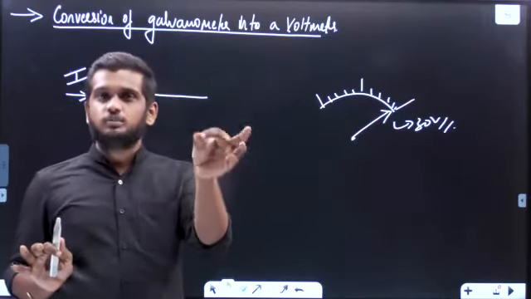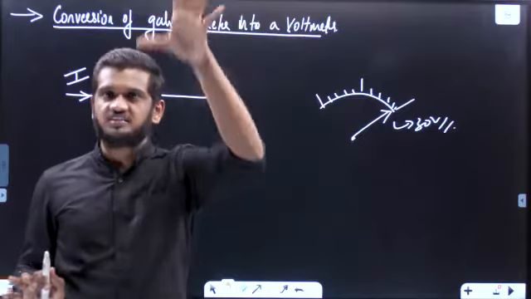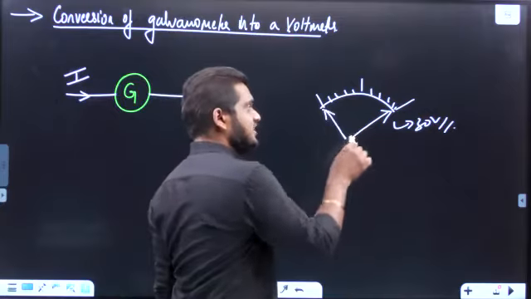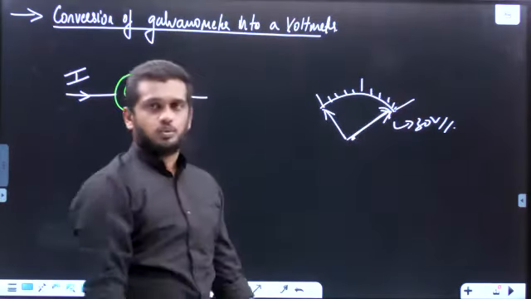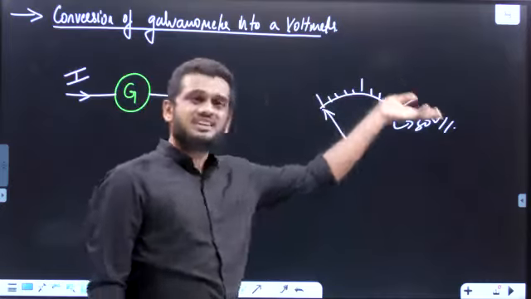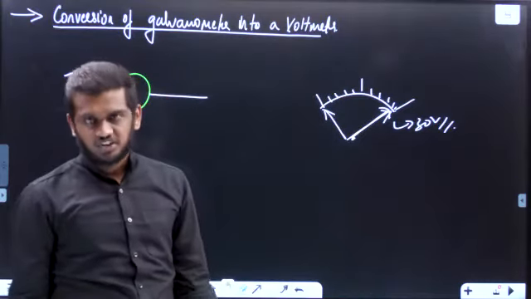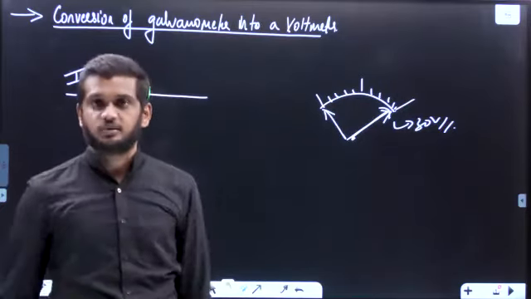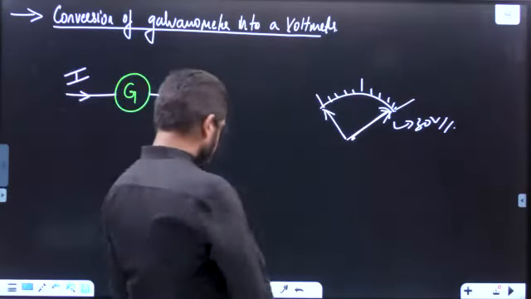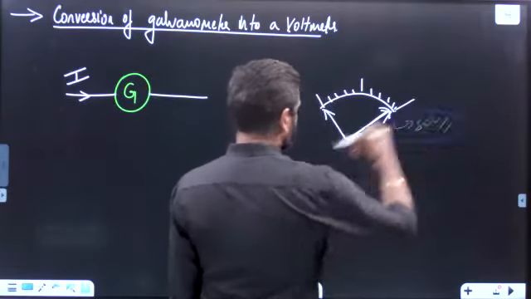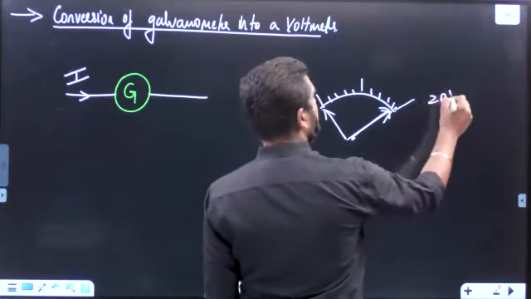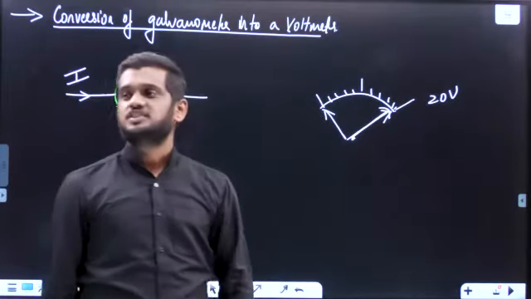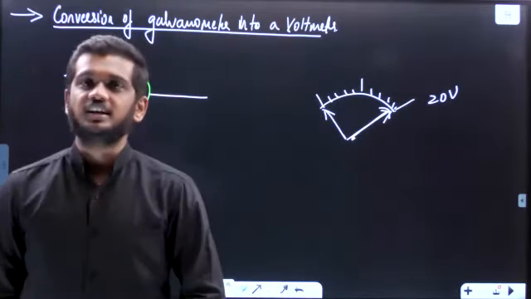Suppose you want a galvanometer to measure a maximum of 30 volts, what are you supposed to do? The full scale deflection of the galvanometer should be equal to 30 volts. So if there are 30 divisions and 30 volts is what you are supposed to measure, then each division will measure 1 volt. That is simple mathematics. If 20 volts is the maximum voltage you would like to measure, then the full scale deflection of the galvanometer should read 20 volts, right?